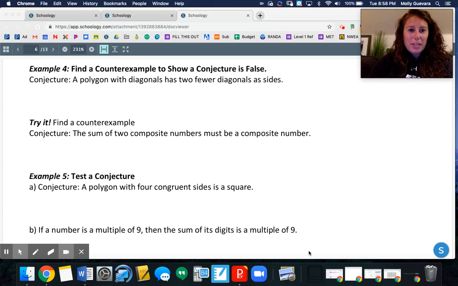But example 4 is to find a counterexample to show that a conjecture is false. A conjecture is just a statement. So if I have a statement, like I said earlier, everybody in the class, their favorite color is blue, that's a conjecture. And then the counterexample would be if somebody raised their hand and said, no, Miss G, my favorite color is green. So that would be a counterexample to show that it's false.